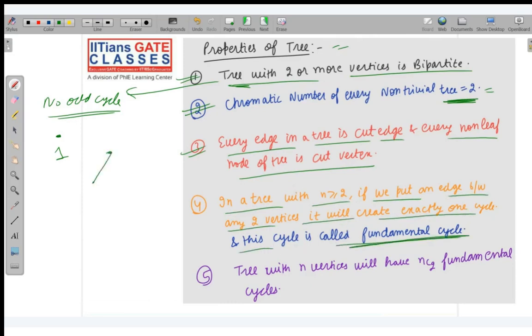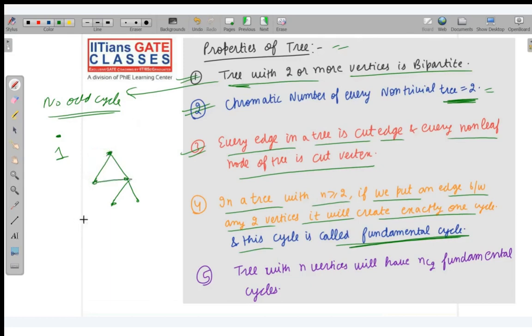What this point is saying is, for example, I have constructed this tree like this. If you put an edge between any two vertices, it will create exactly one cycle. For example, you take this and put an edge; obviously this is a parallel edge, no problem, but we have got a cycle.